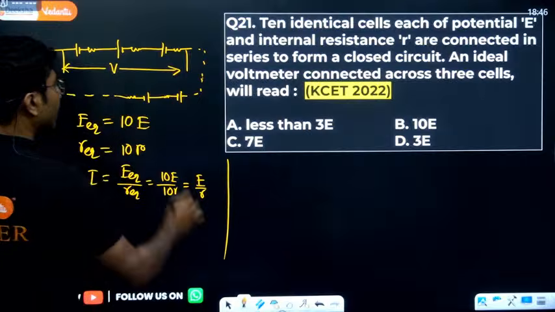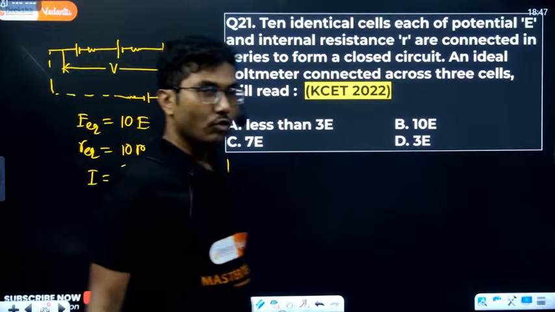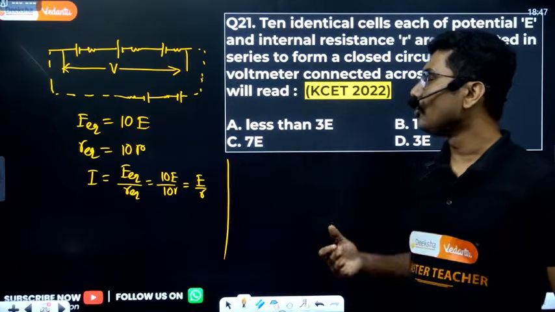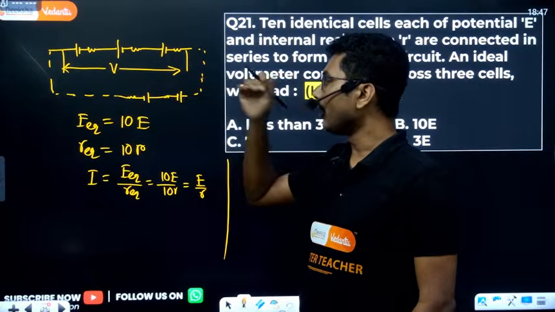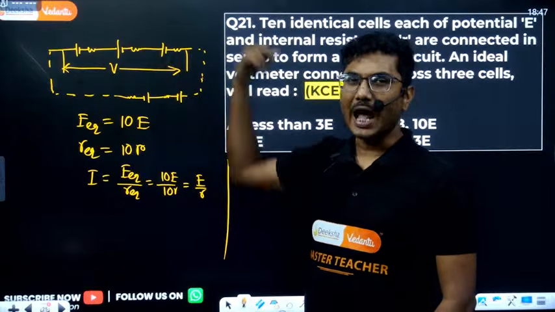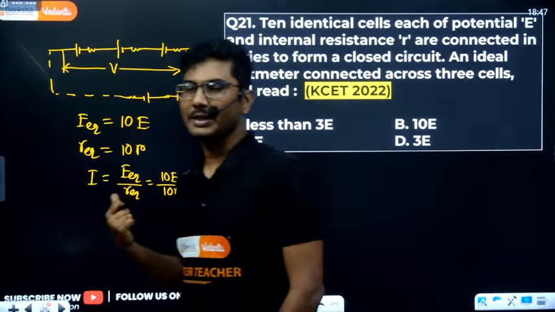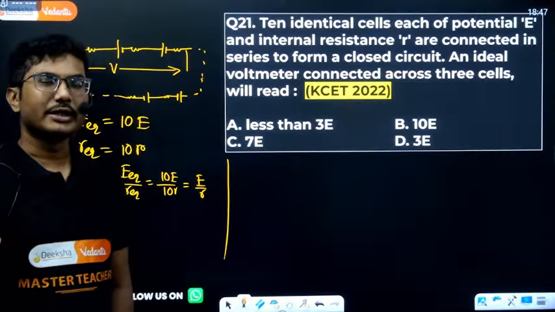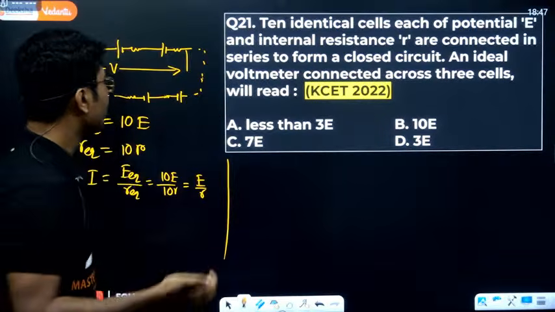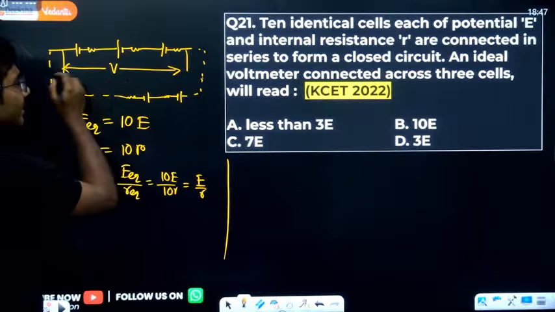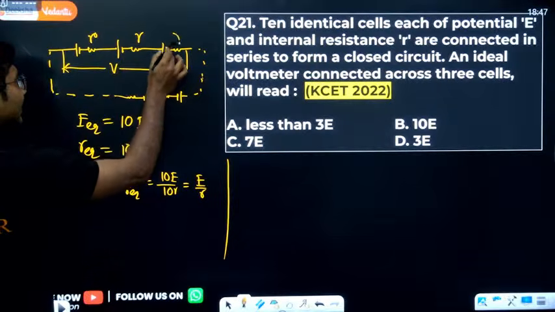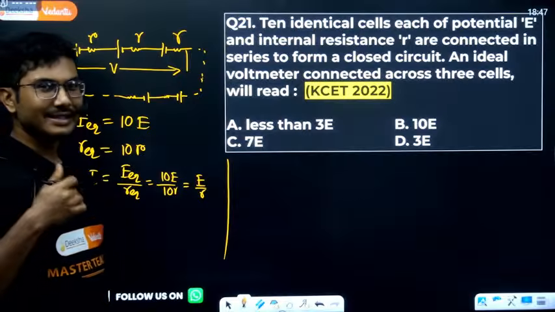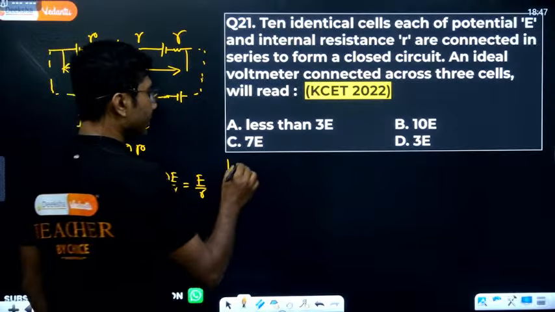Now when you connect a voltmeter, an ideal voltmeter does not know anything about the battery. It only sees there is some resistance, and through the resistance how much current is going, and based on that it measures the voltage. So when you connect across 3 cells, it only sees these 3 internal resistors. So what is the voltage you will measure?